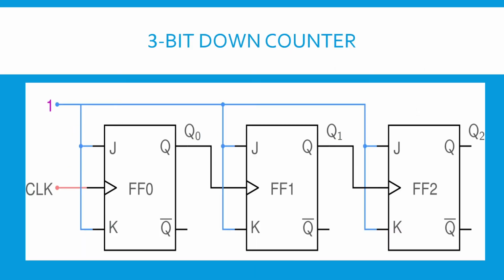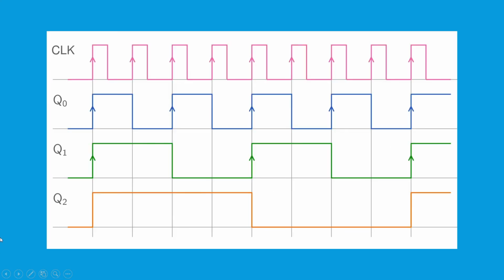Let's see what will be the count in the 3-bit counter case. For a 3-bit counter, we have to use 3 JK flip-flops. Similarly, the output of the preceding flip-flop is fed as an input clock signal to the next flip-flop. So this type of timing diagram we will get. Each successive output is responding on the positive edge of the previous output signal. So this type of timing diagram we will get.